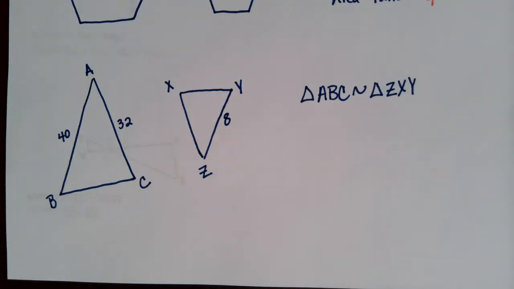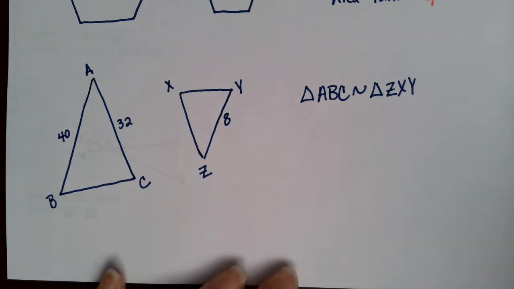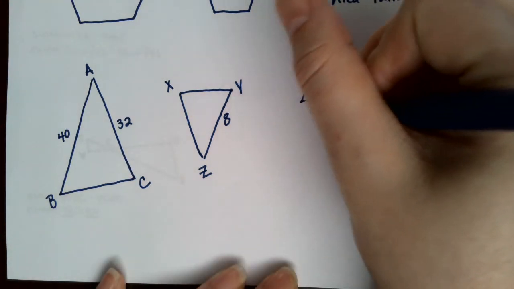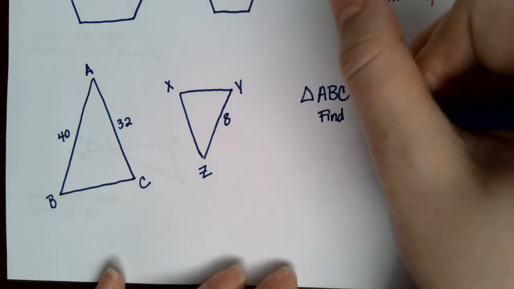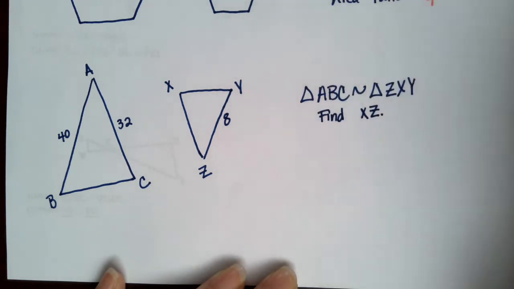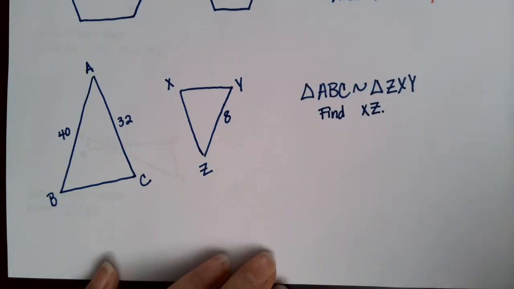For learning target 5.2.3, you are going to be given similar polygons, similar triangles, and asked to find a missing value. And so why don't you pause the video and get this problem drawn the best that you can. And now once you have this drawn, we are going to find side xz. So that's going to be our value that we are missing.